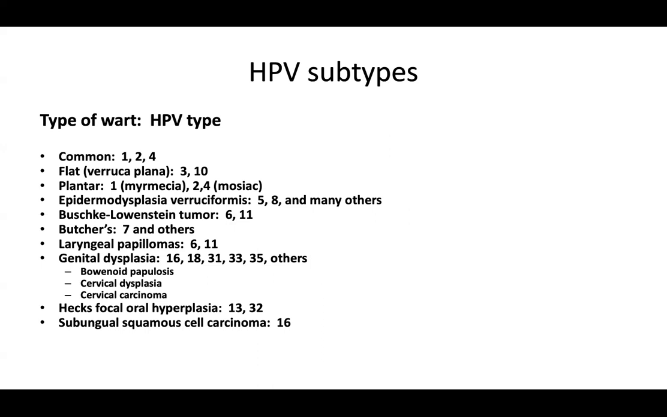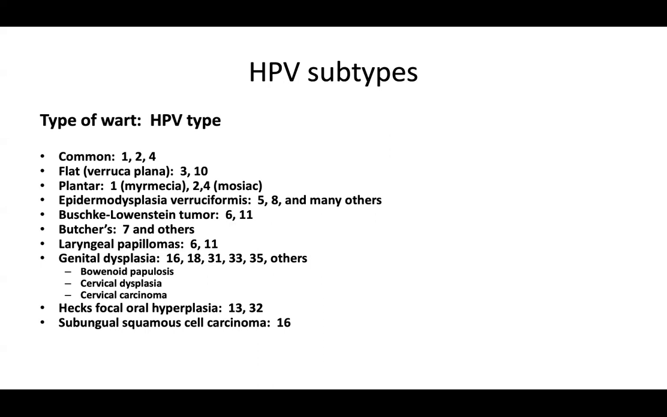Again, those are considered low risk, quote unquote. We start getting into the genital dysplasia subtypes. Those are the higher numbers on average, so usually 16, 18, 31, 33, 35. Again, these are subtypes and these are numbers, but obviously there's a different genetic code for each one of these HPV subtypes, allowing for in situ hybridization techniques to identify which HPV subtypes are present in tissue.